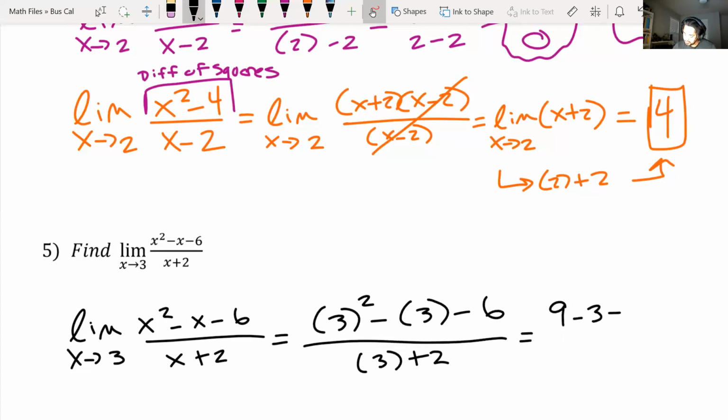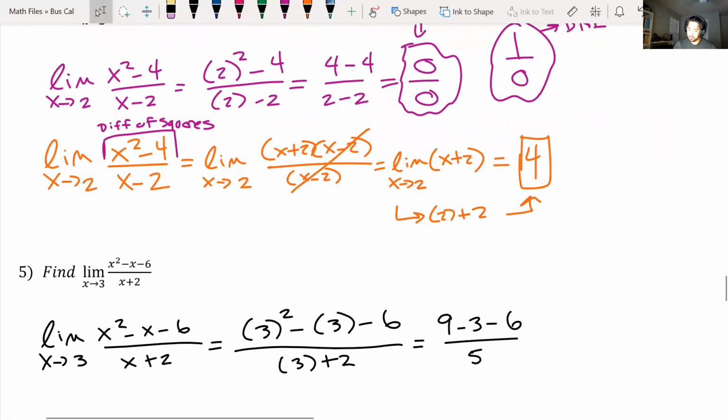Nine minus 3 minus 6 over 5. Which, 9 minus 3 is 6. 6 minus 6 is 0 over 5. And what is 0 over 5? Indeterminate.